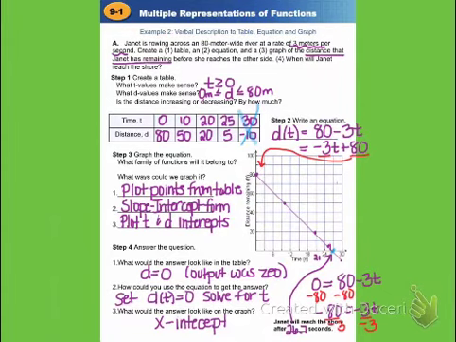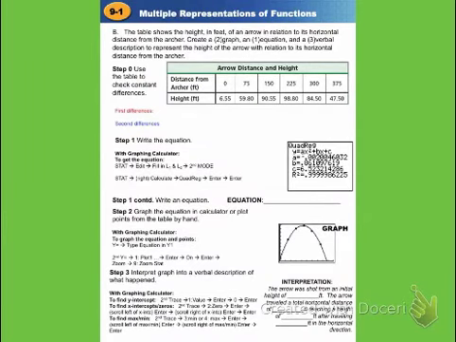Okay, it's time to turn the page. Let's look at another example. The table shows the height in feet of an arrow in relation to its horizontal distance from the archer. It says create a graph and an equation and a verbal description to represent the height of the arrow in relation to its horizontal distance from the archer. So in other words, the further it gets away from the archer, what's the relationship between that and how high the arrow is in the air?